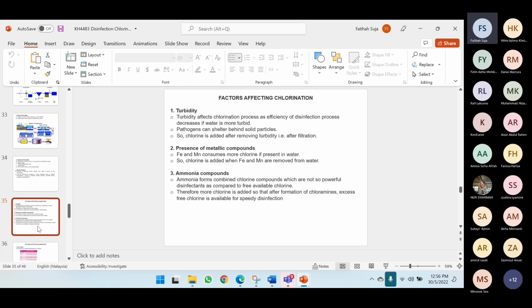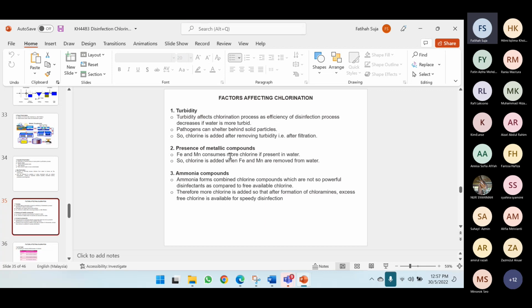We still have like 10 slides, so I'll just continue. Okay, factors affecting chlorination. One of the factors is turbidity. Turbidity affects the chlorination process as the efficiency of the disinfection process decreases if water is more turbid. Pathogens can shelter behind solid particles. So chlorine is added after removing turbidity, meaning after filtration. Usually after filtration, because if you put chlorine before the filtration, you will need to use lots of chlorine.